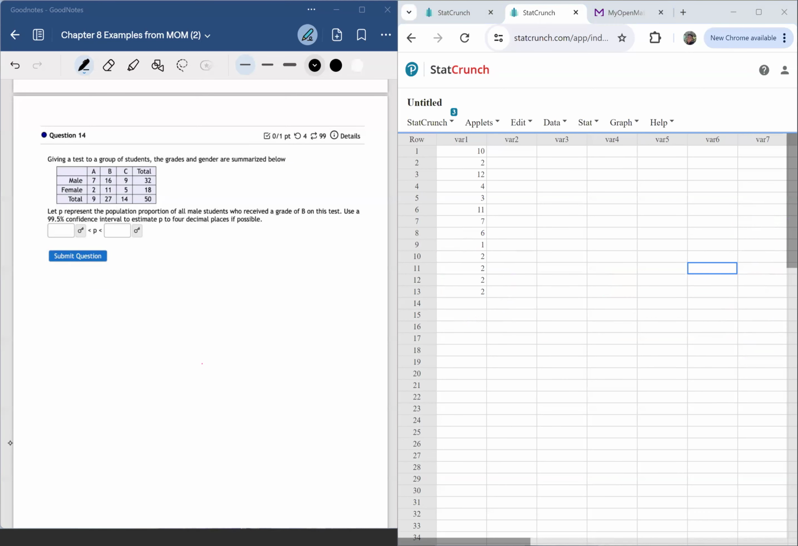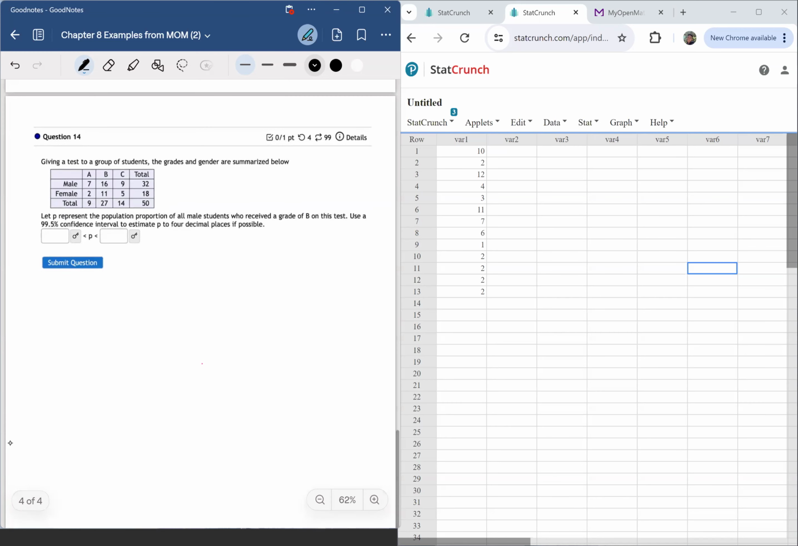Okay, so example 14. Example 14 says, giving a test to a group of students, the grades and gender are summarized below. And so we've got this lovely table here of all of these values, but we can see that they really break the students down into male and female students, and then the grade that they got, A's, B's, or C, okay? So it says, let P represent the population proportion.